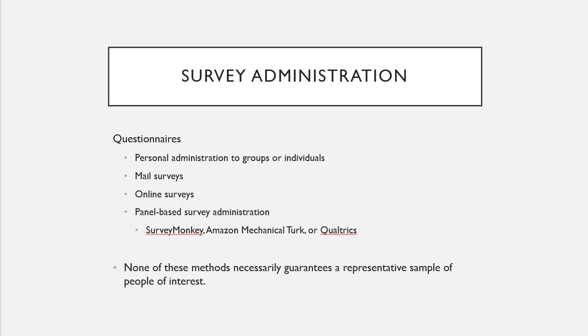One of the best ways to get responses, but also the most expensive, and usually you have to sign up for things, is using panel-based survey administration. What that means is that you can go to places like SurveyMonkey, Amazon's Mechanical Turk, or a company called Qualtrics, and they have people that are ready to take surveys. People sign up with Qualtrics or SurveyMonkey or Mechanical Turk, and they take a survey when they sign up. These companies get a lot of information about the individuals.